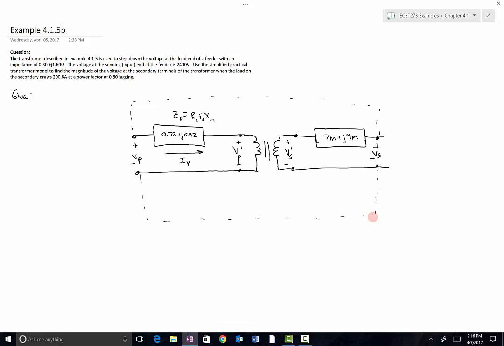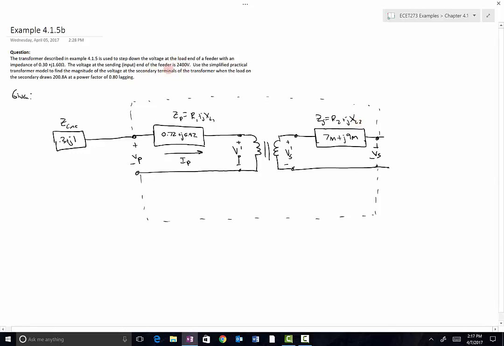Now we need to go back to the problem and see what else we got. Well, there was a feeder connected to the primary side that has a series impedance of 0.3 plus j1.6, so that's Z line. We'll call that for the feeder. Oh, I forgot to label this as Z secondary equals R2 plus jXL2. So there, now it's labeled.